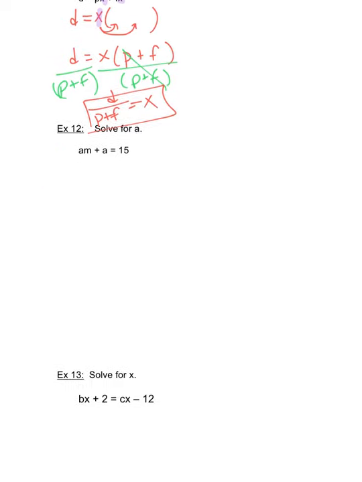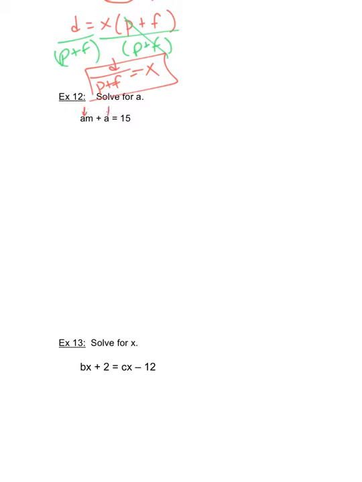Again, you'll notice you want to isolate a, but there's an a here and there's an a here. You can't isolate it when it's in two places. So what we do is we factor out the a. That means we put it outside of parentheses and we turn it into 1a.